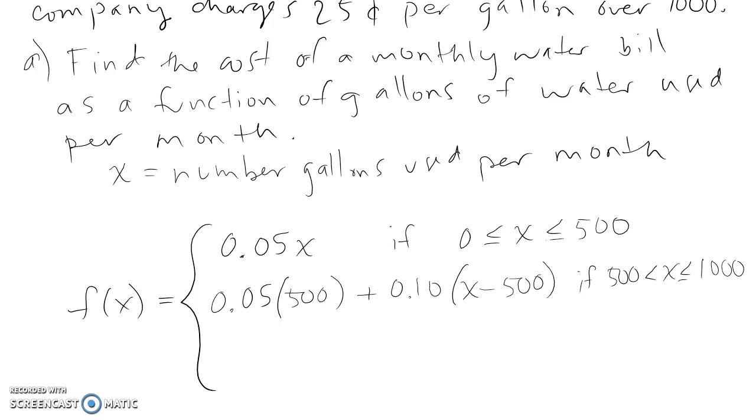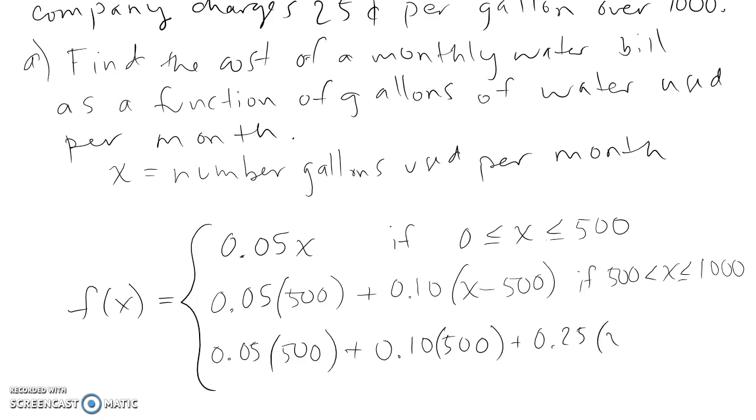And then thirdly, if we use more than 1,000 gallons, we're going to get charged 5 cents per gallon for the first 500 gallons. We're going to get charged 10 cents per gallon for the next 500 gallons, and then plus 25 cents per gallon for any amount over that first 1,000. So we'll take our total and subtract the 1,000 that we already got charged for to figure out how much will be charged at 25 cents per gallon. And this is going to be true if x is greater than 1,000.